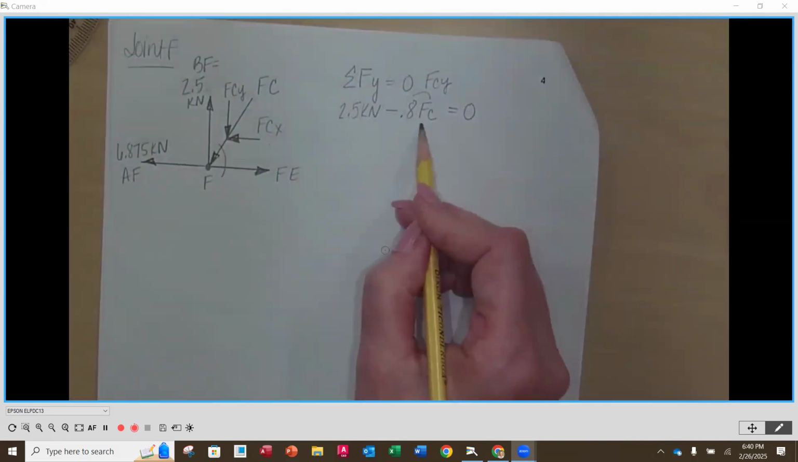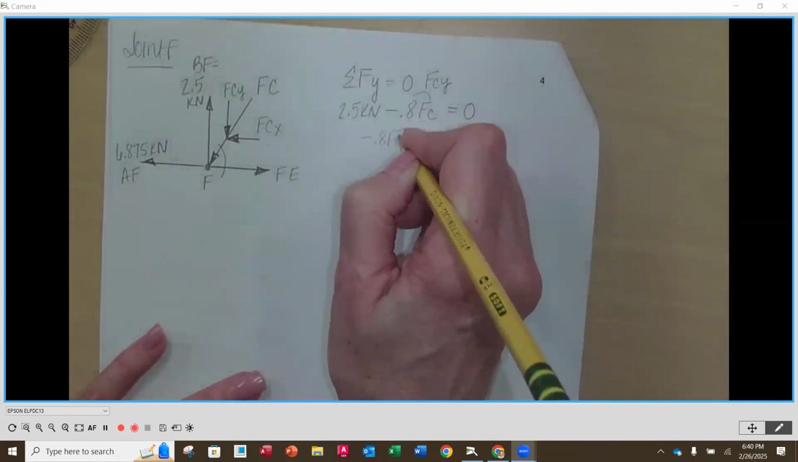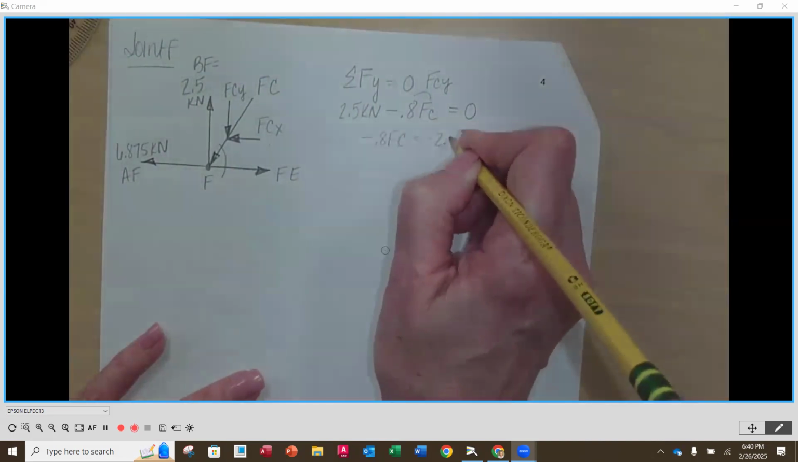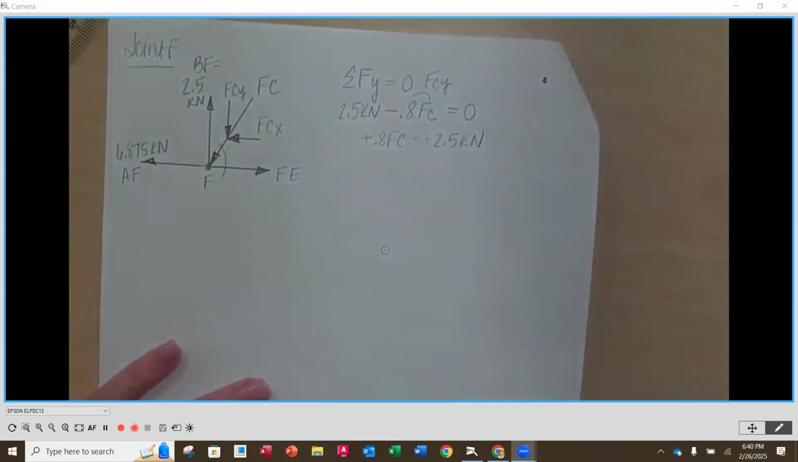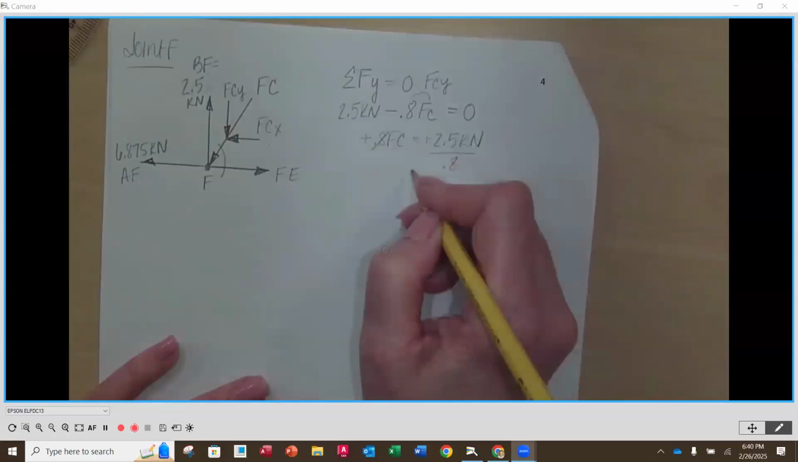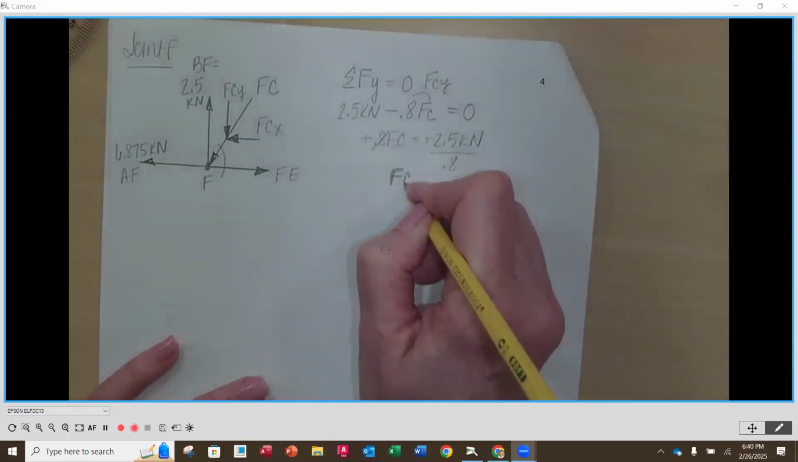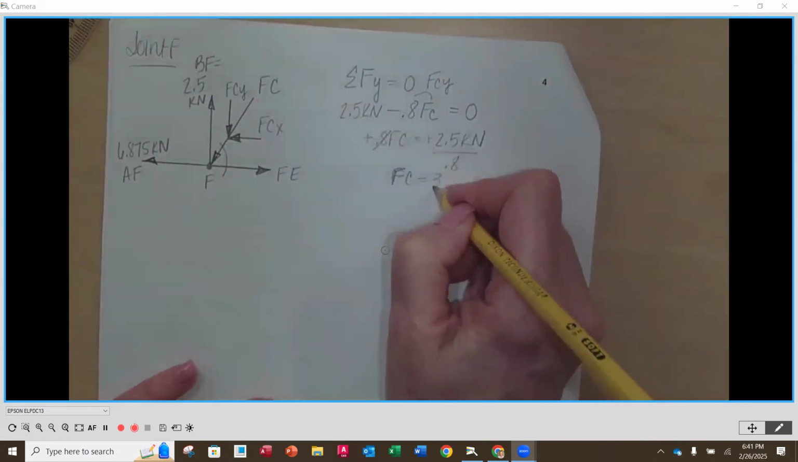So our only unknown is FC. I'm going to move my 2.5 to the other side. So negative 0.8 FC is equal to negative 2.5 kilonewtons. Both become positive. Divide both sides by 0.8, and I'm going to have FC equal to 3.125.